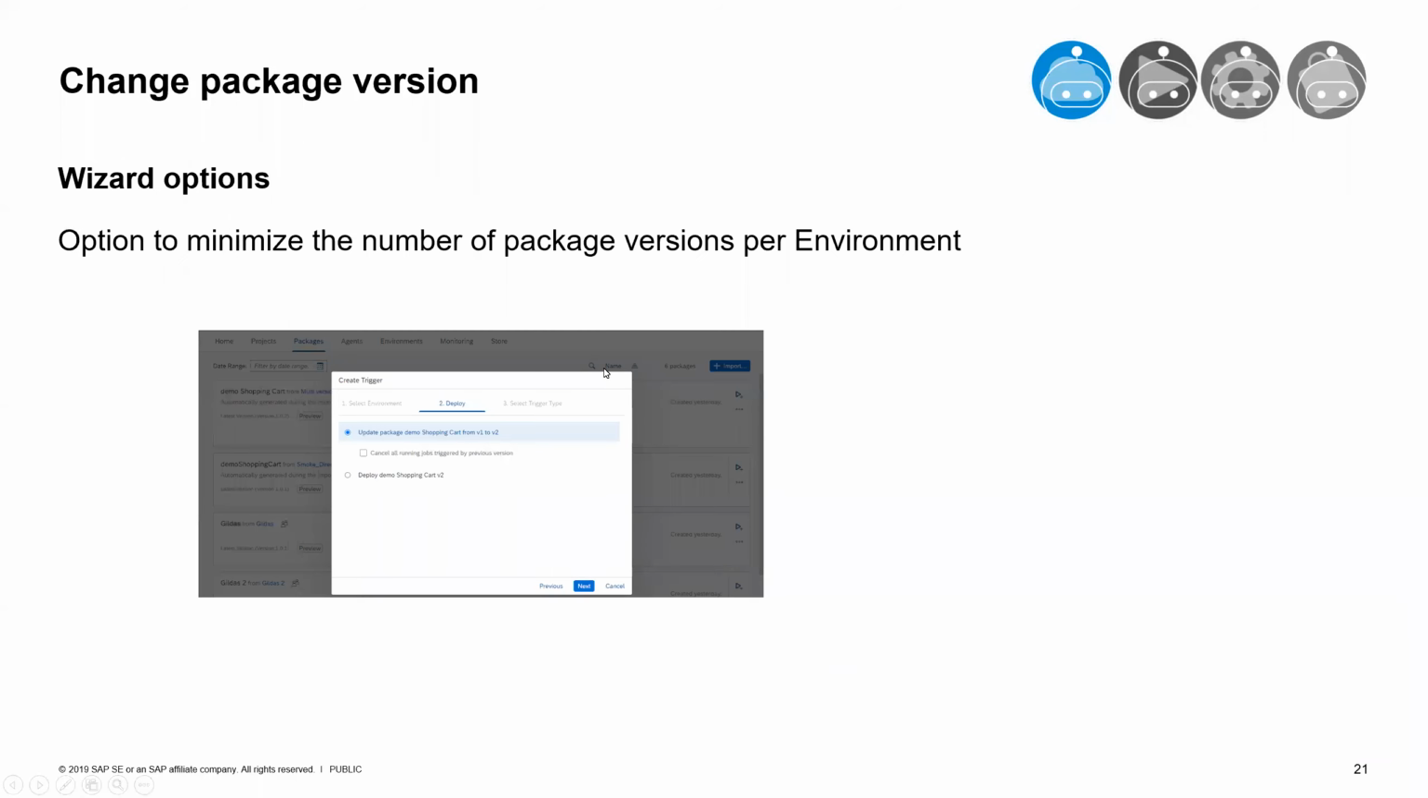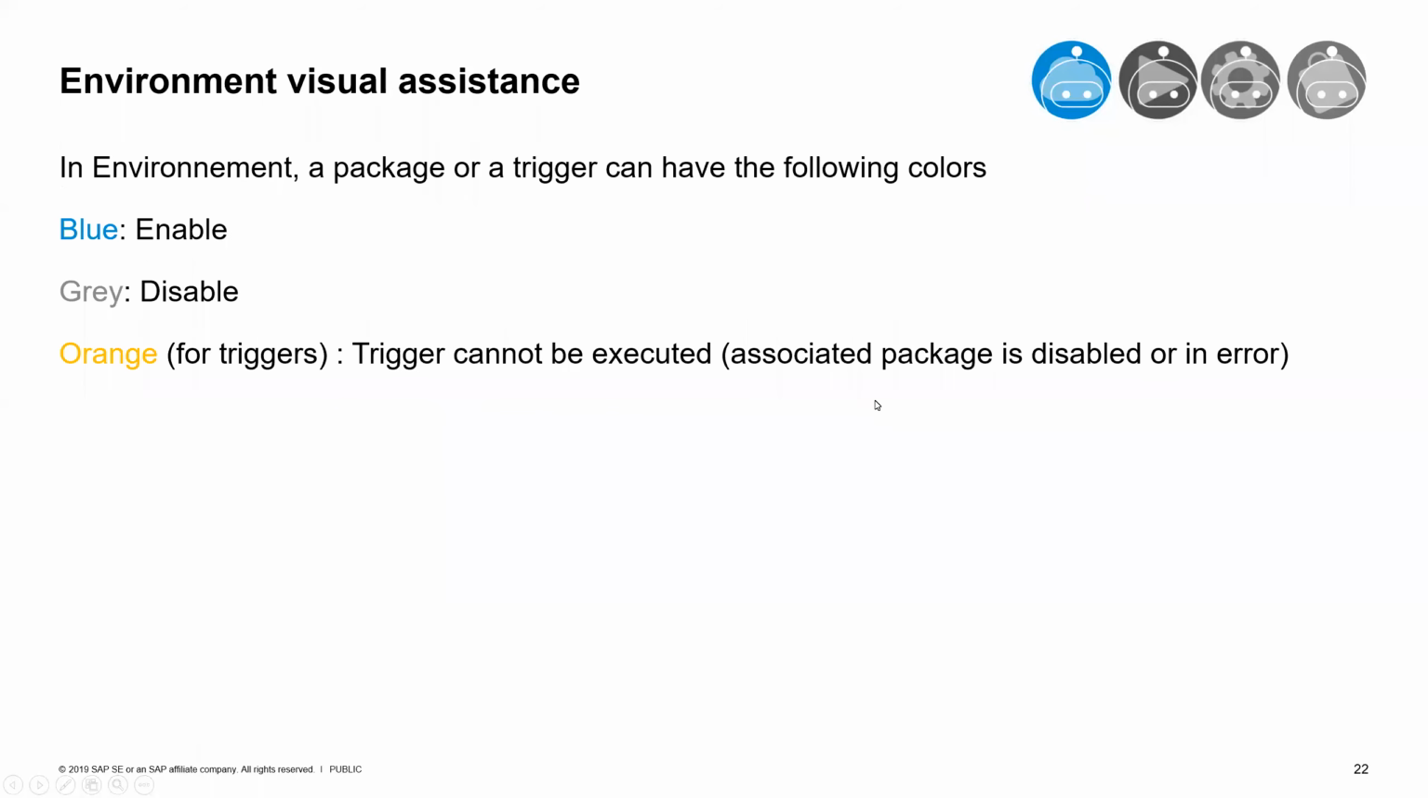Okay, so these are the deployment options I talked about. There are two options. There is an update package directly, which will directly update the existing package. Or you can deploy as a separate package and a separate version. So there are two options that you can select in the wizard.